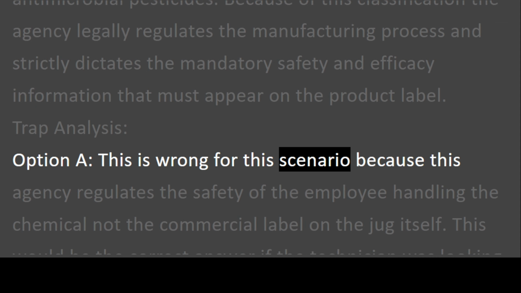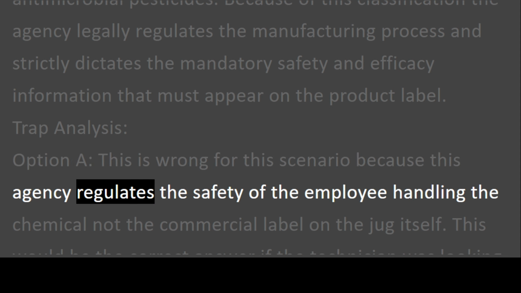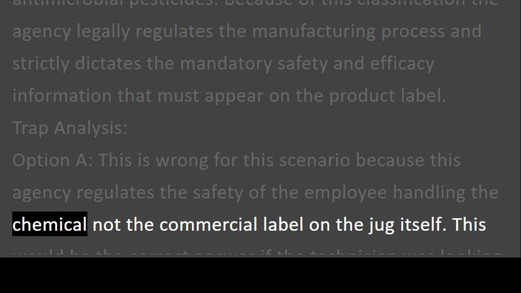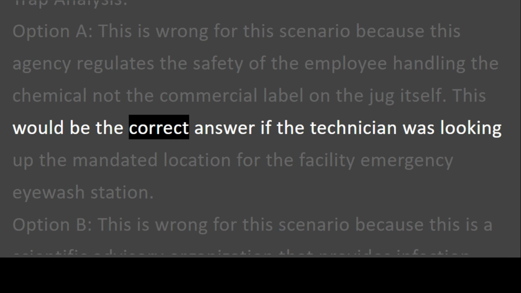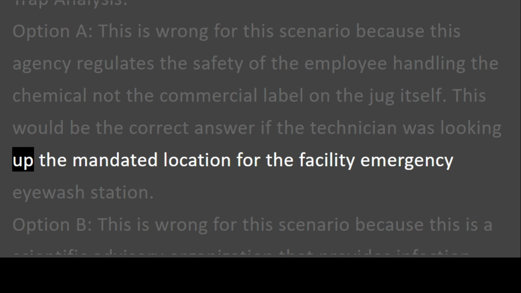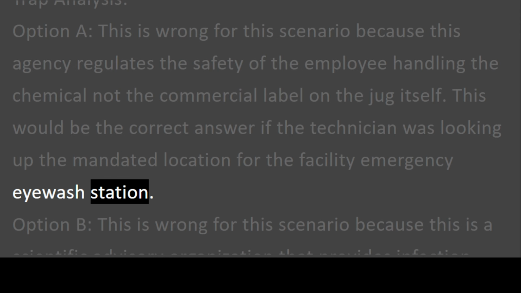This is wrong for this scenario because this agency regulates the safety of the employee handling the chemical, not the commercial label on the jug itself. This would be the correct answer if the technician was looking up the mandated location for the facility emergency eyewash station.